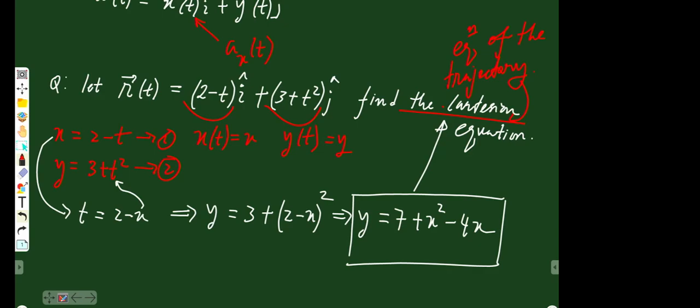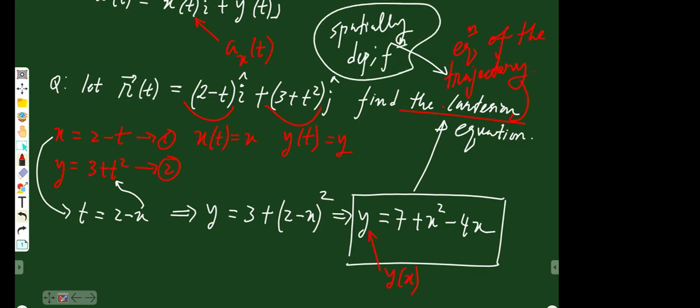If you look at this clearly, y is a function of x. That's why I told you the trajectory is a spatially dependent function. Okay, just write it down.